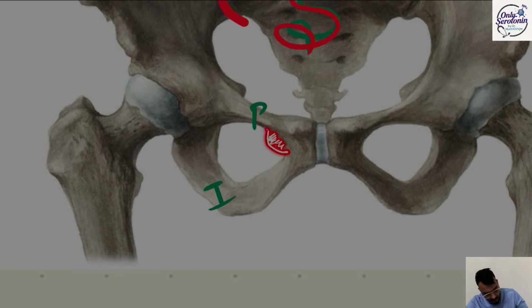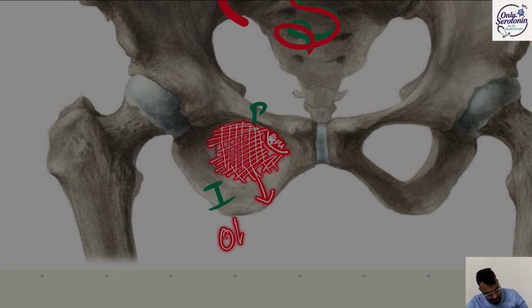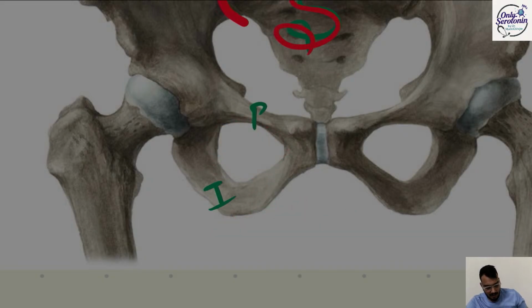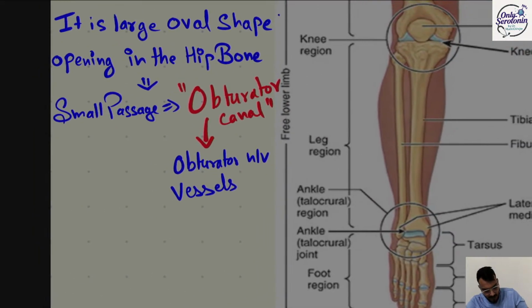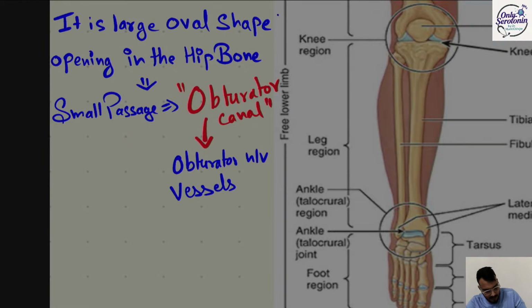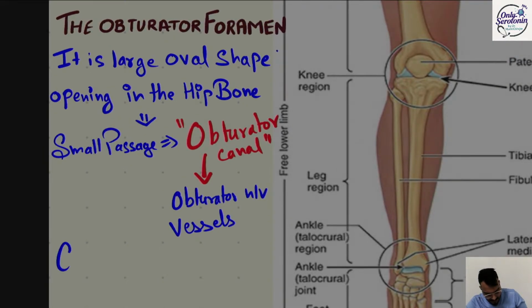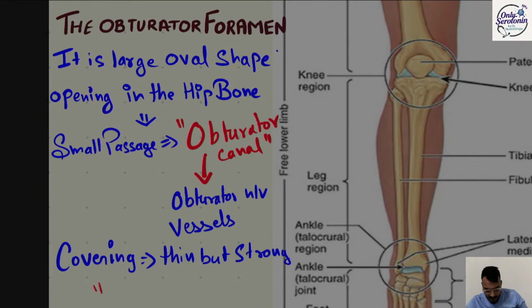This will be my obturator canal, and the rest will be covered by a thin but very strong membrane. This membrane is known as the obturator membrane. So other than this canal, the obturator foramen has a covering, and this covering is thin but strong. What is the name of this covering? The name of this covering is obturator membrane. Good. Any problem until now?